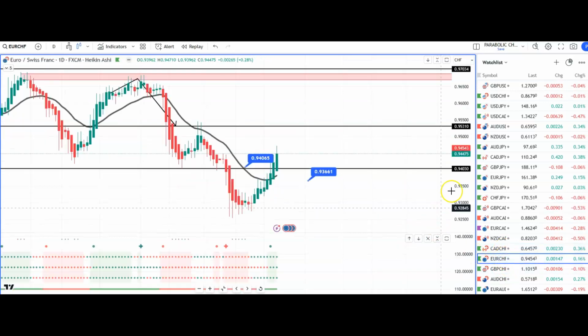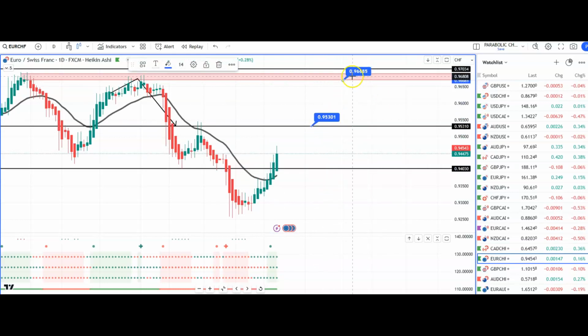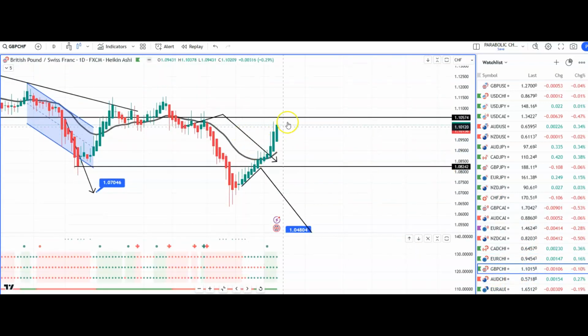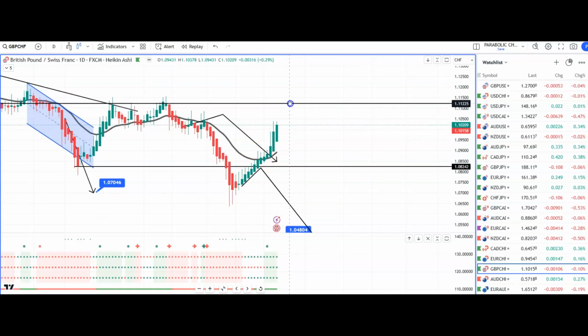Euro Swiss to the upside, we do have fresh targets. So first target 95.30 onto 96.68. Hope you're keeping up. Lots going on, guys. Don't like this. This is parabolic, but it's very tight in here. This here could go to there, but not really my favourite.